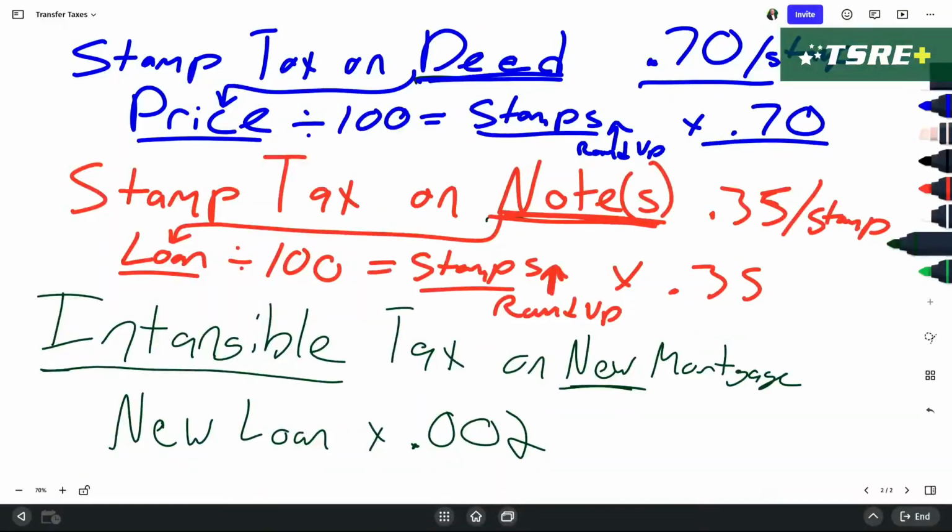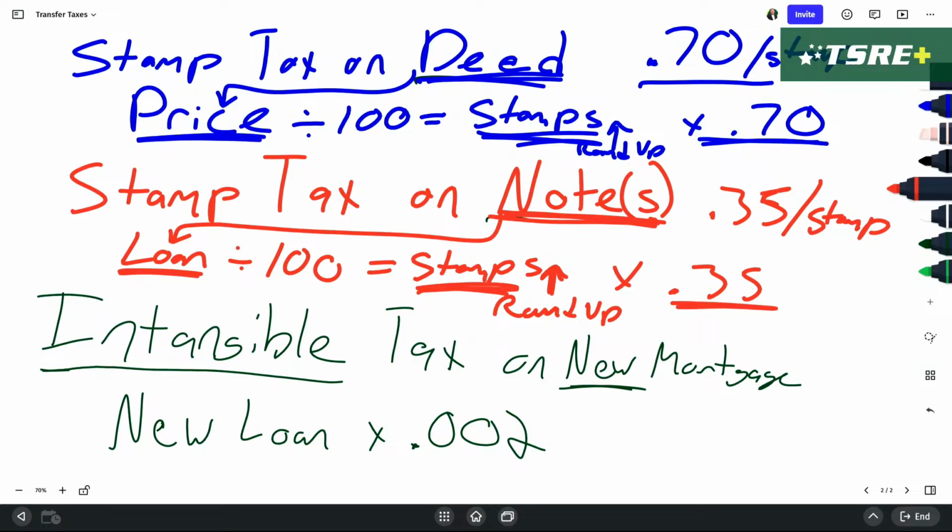So let's recap one more time. We'll take a closer look at this here and review everything that is on the screen. We've got the stamp tax on the deed, which is the price, because the deed is associated with the price, divided by 100 gives you the number of stamps times 70 cents. The stamp tax on the note is based on the loan amount, so this could be a new loan or an assumed loan. We divide that by 100 to get the number of stamps, and then multiply that by 35 cents to get the total stamp tax on the note.